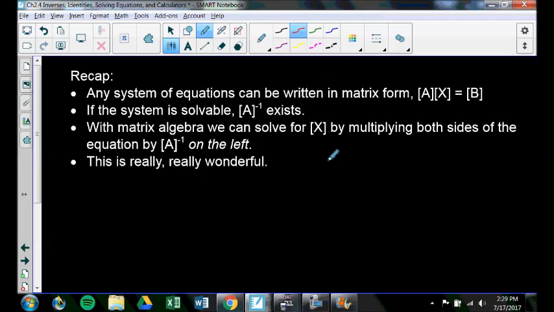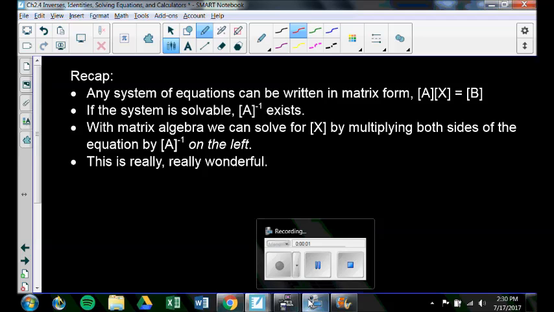So let's recap this now. Any system of equations can be written in matrix form, which is matrix A times matrix X equals B, where A is the coefficients, X is the variables, and B I call the results. You might call it the answers, but it's not, because technically X is the answers. Let's just move on. If the system is solvable, you can find A inverse. If it's not solvable, when you try and find A inverse, the calculator will tell you singular matrix. With matrix algebra, we can solve for X by multiplying both sides of the equation by A inverse on the left. So we would do A inverse times B. This is really, really wonderful. I hope you see that. If you don't, take my word for it, and then I'll see you again next time.